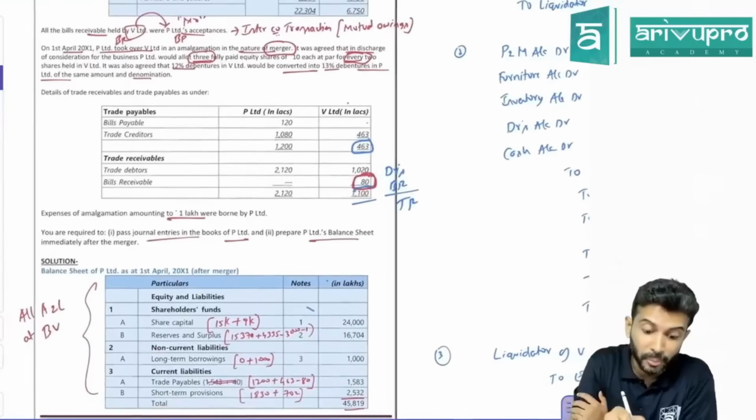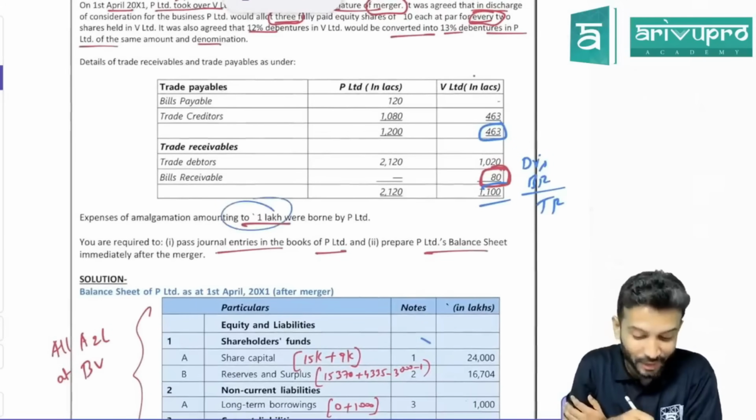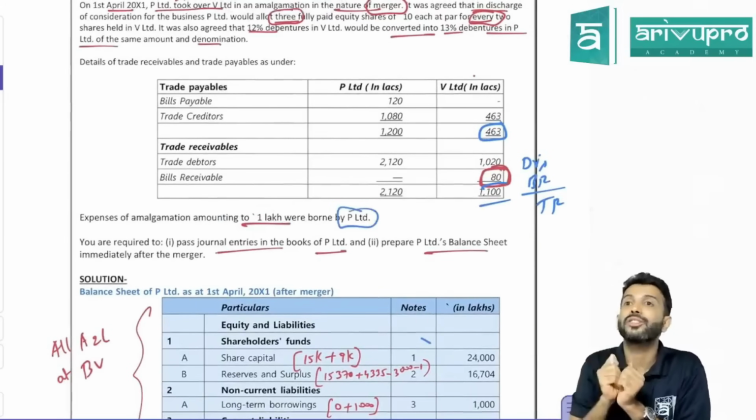Amalgamation expense, not reserve, statutory reserve. You are telling me the entry for statutory reserve. I am asking the journal entry for amalgamation expense borne by P Limited. For merger method, that depends on the scenario.